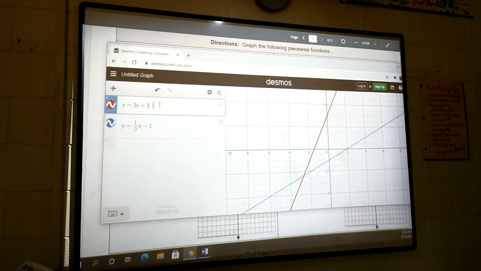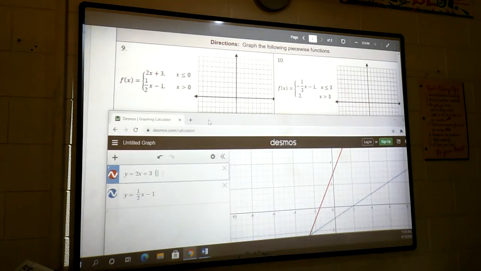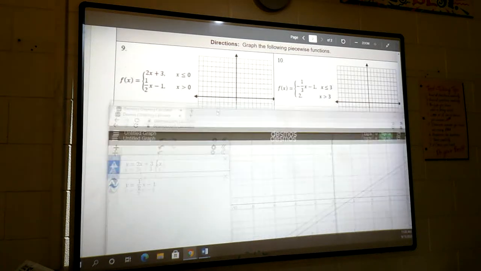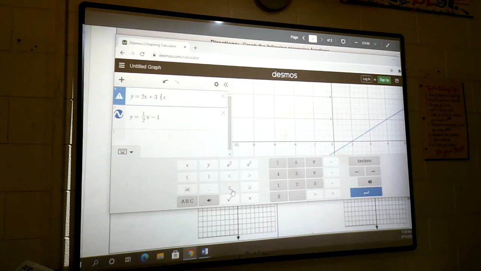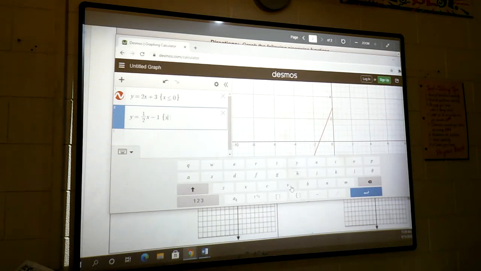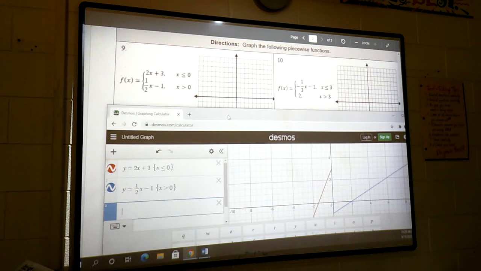So, I'm going to say, I want that to be 2x plus 3, I want that to be when x is less than or equal to 0. So x less than or equal to 0. And then down here, I'm going to do the same thing. I want to say 1/2 x minus 1, but I want that to be when x is greater than 0. So now, I have my equations. If you look at number 9, it is set up just like it looks like on here. 2x plus 3 when x is less than or equal to 0. 1/2 x minus 1 when x is greater than 0.